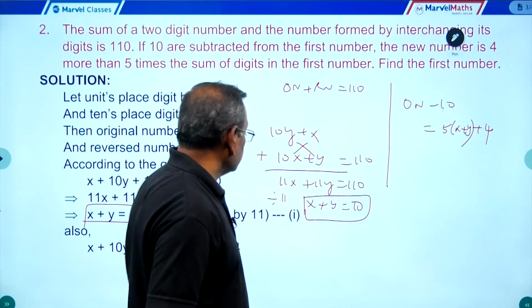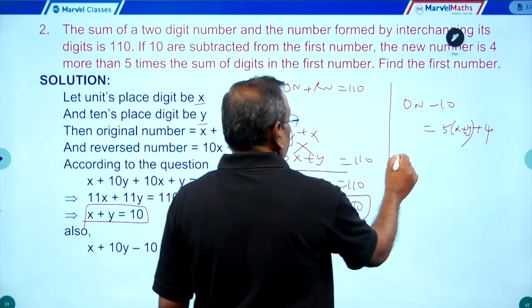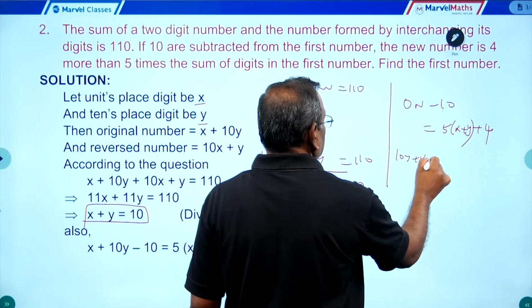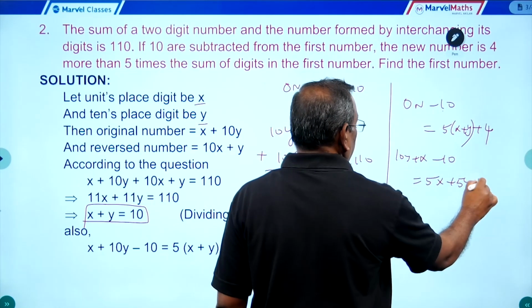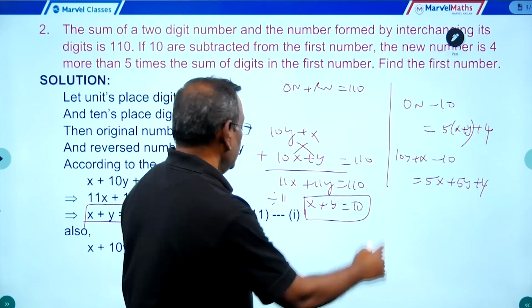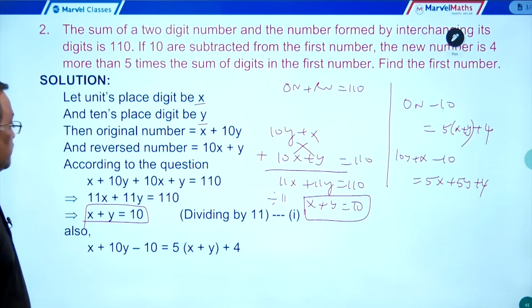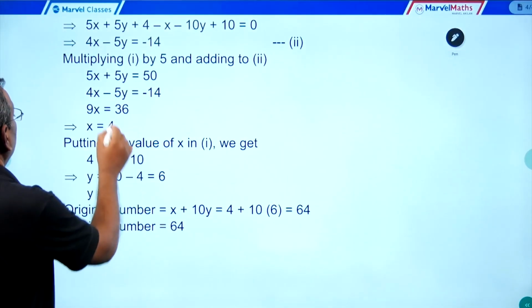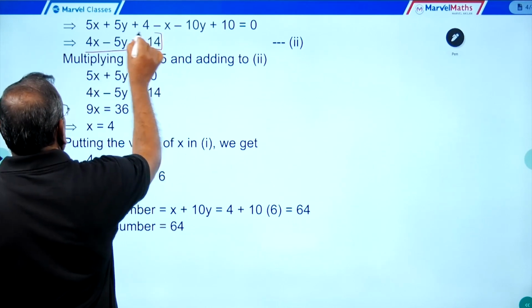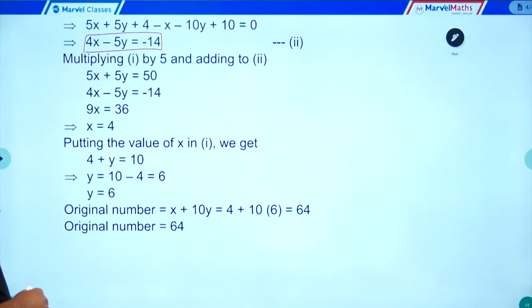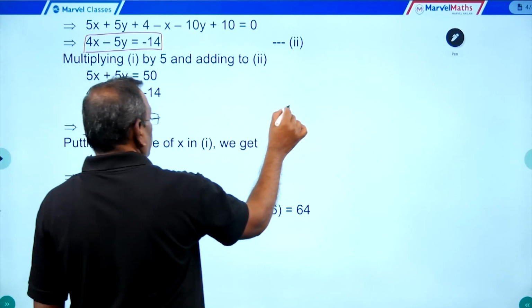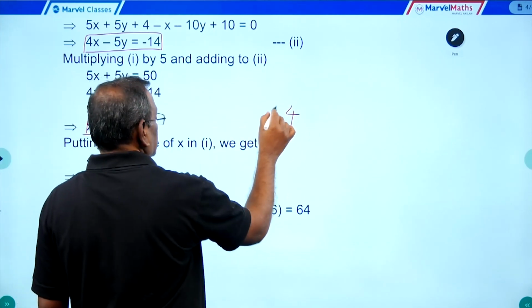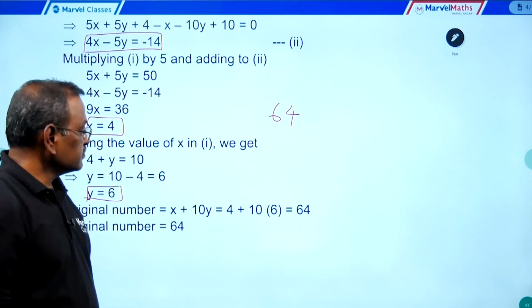If 10 is subtracted from the original number, then it is equal to 4 more than 5 times sum of the digits. So if you simplify, original number is 10y plus x minus 10 equal to 5x plus 5y plus 4. Correct. So rewrite this equation. You will get one more linear equation, 4x minus 5y equal to minus 14. Solving these two equations, we find the value of x equal to 4 and y equal to 6. So unit place is 4 and tens place is 6. The original number is 64.